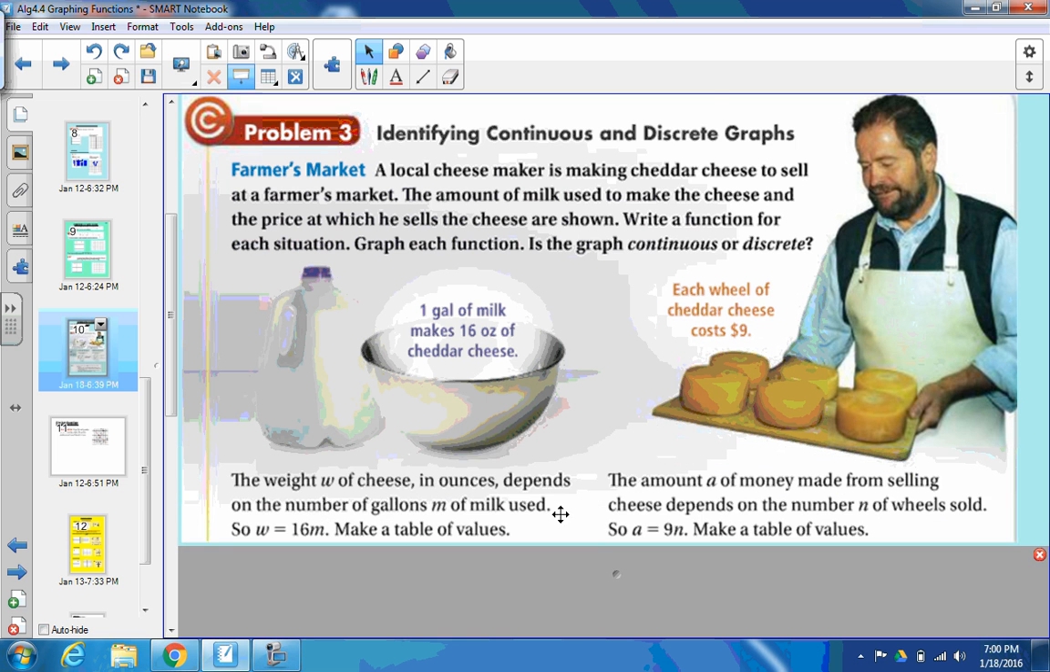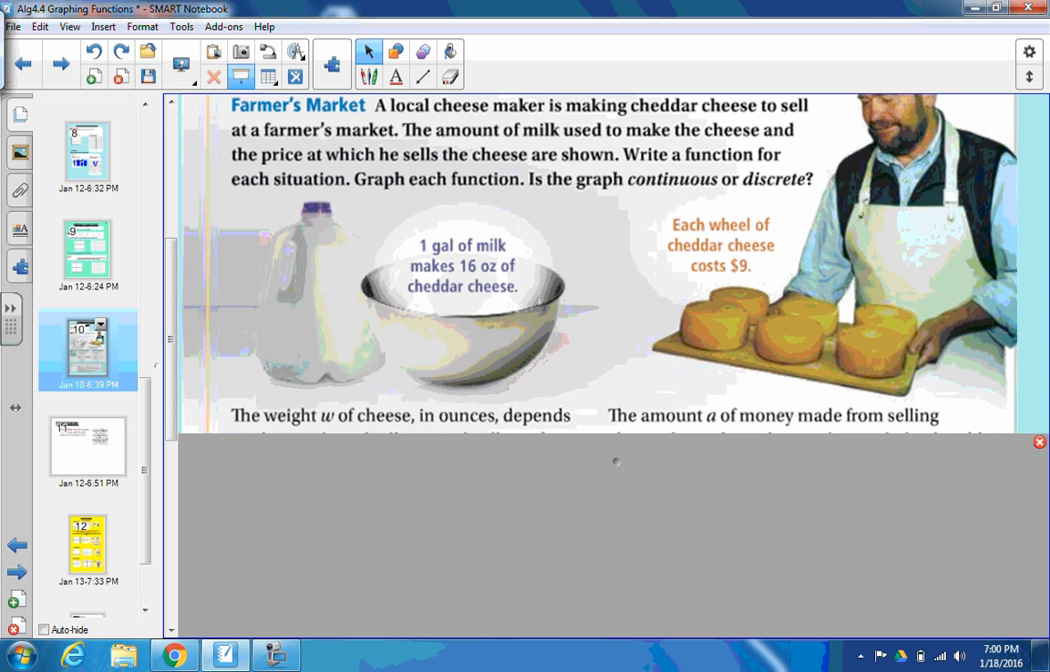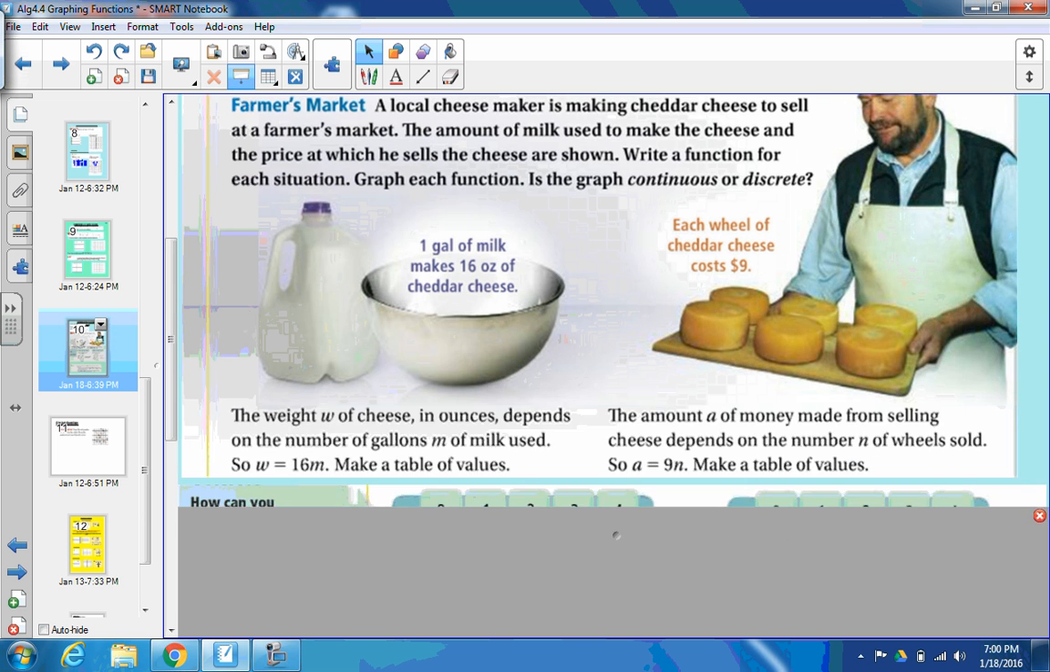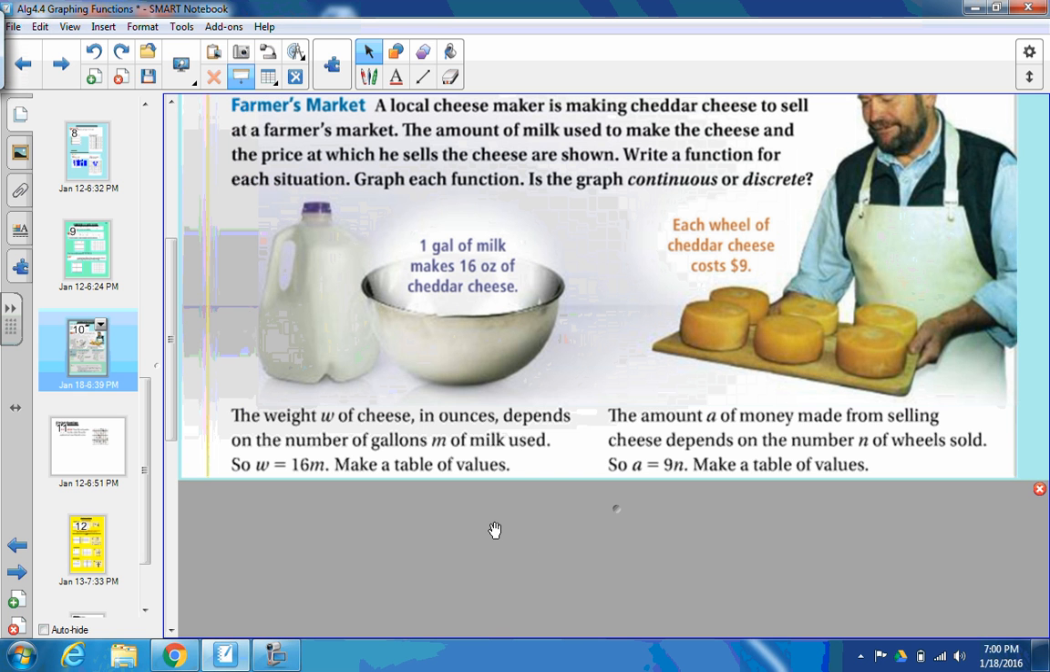So, let's look at the milk one first. If you look over to the left, the weight W of cheese in ounces depends on the number of gallons M of milk used. So W equals 16M. So the weight is always equal to 16 times whatever M, however many gallons it would be. Make a table of values. If we look over here, the amount A of money made from selling cheese depends on the number N of wheels sold. So A equals 9N. Make a table of values.